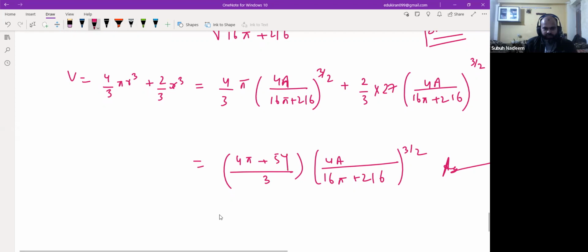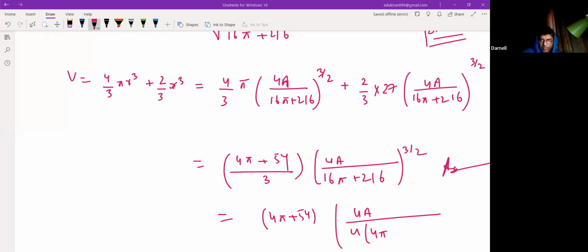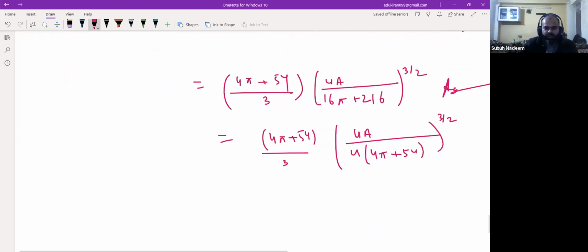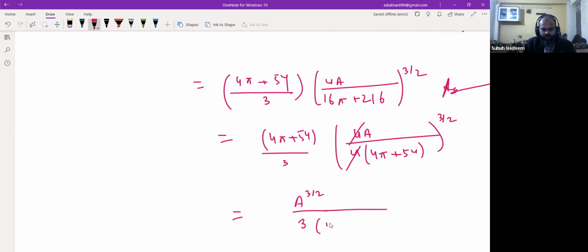So in the next step, it will be 4 pi plus 54. Have you got the mistake? Hello? Yes, yes, sir. That is 27, not 9. So 4 pi plus 54 to the power 3 by 2 by 3, this is. And when they write the final answer, 4 cancels. It is a by 3, a to the power 3 by 2 by 3. And this 4 pi plus 54 to the power 3 by 2, and 4 pi plus 54 will give you the resultant value as 4 pi plus 54 to the power 1 by 2.